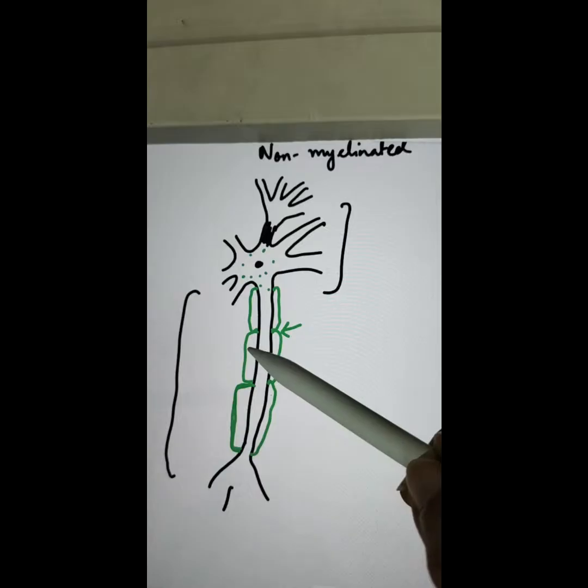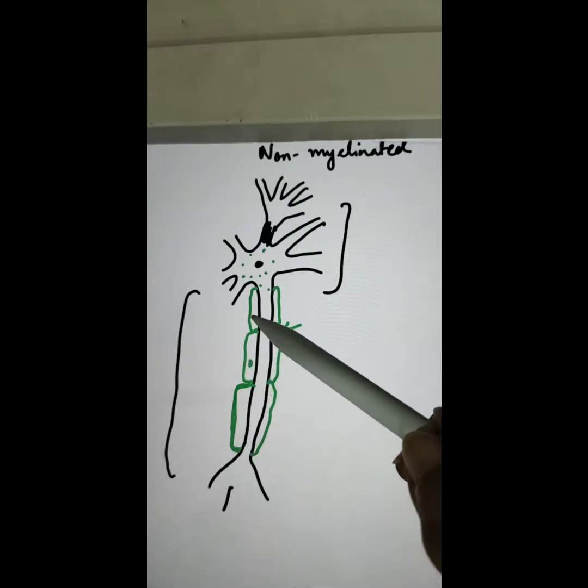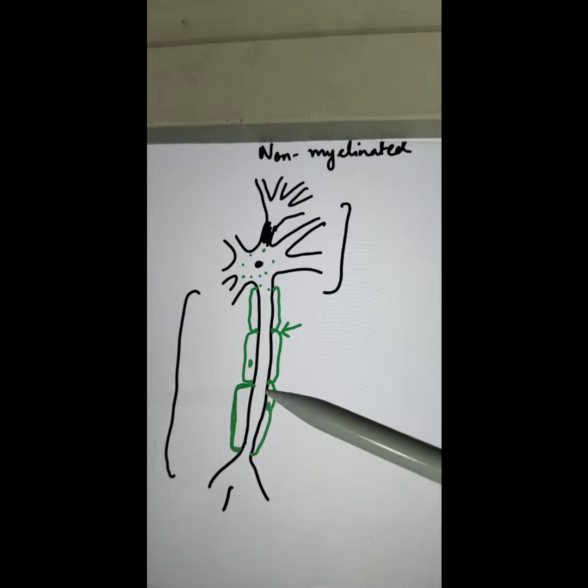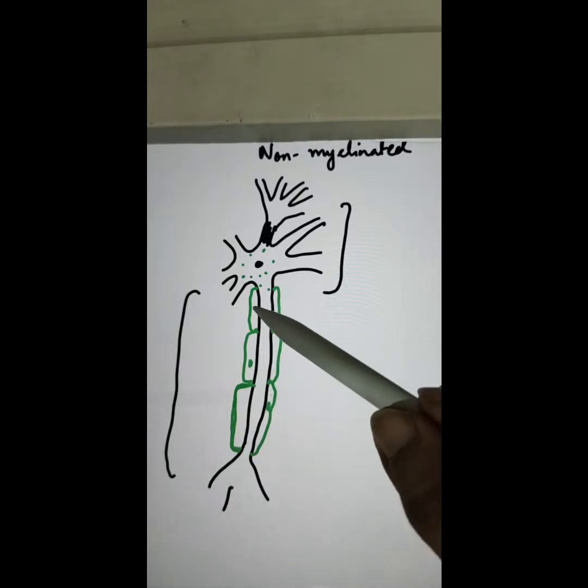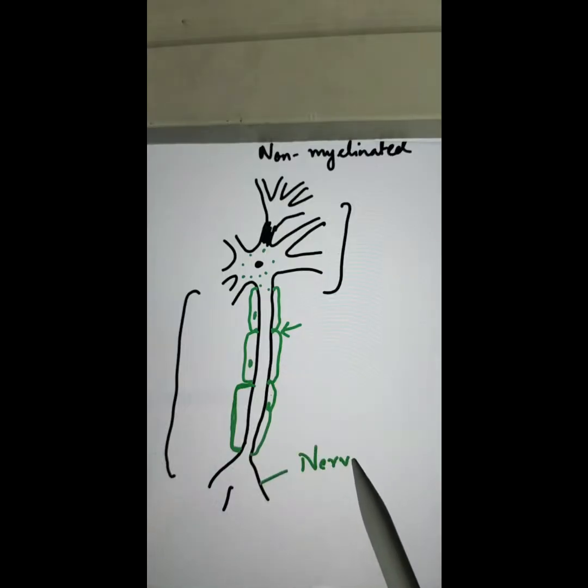So this is myelin. In case a neuron has myelin, it is known as myelinated. In case myelin is not present, it is known as non-myelinated. The cells which are present, marked as the dots here, are known as Schwann cells. The last part of the axon is known as nerve endings. Okay, so all these parts should be drawn.